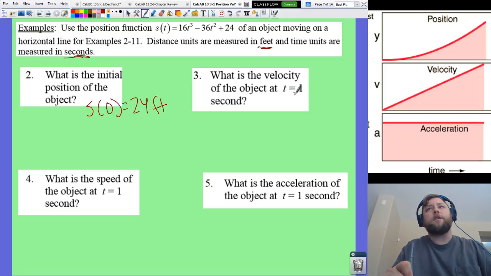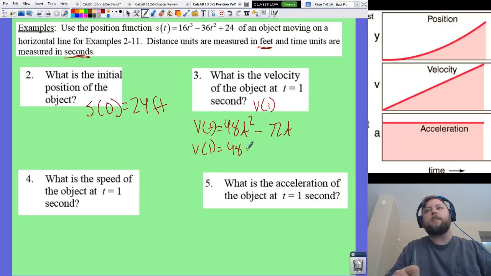Velocity of the object at time equals 1, so that means I want to find v of 1. Well, I have to find v of t first, and I know that's the derivative of this function. So v of t is going to be 3 times 16, which is 48t squared, minus 72t when you derive this, and then plus 0. So v of 1 is going to be 48 times 1 minus 72 times 1, and that'll give you negative 24 feet per second. I'm going to put my units there.